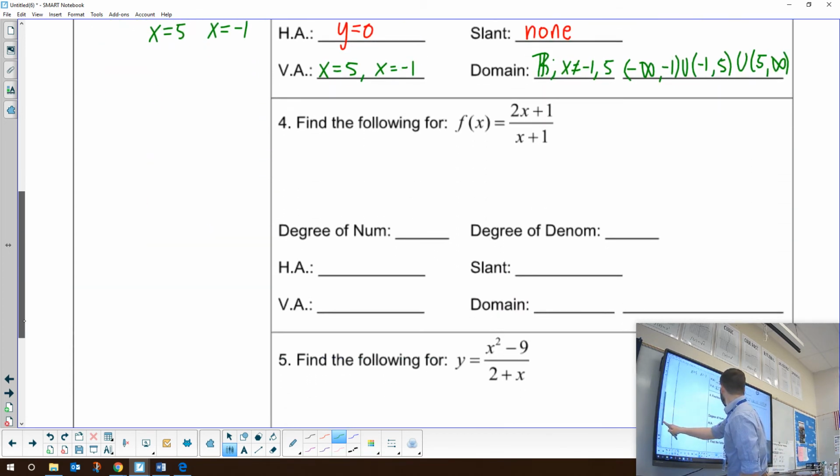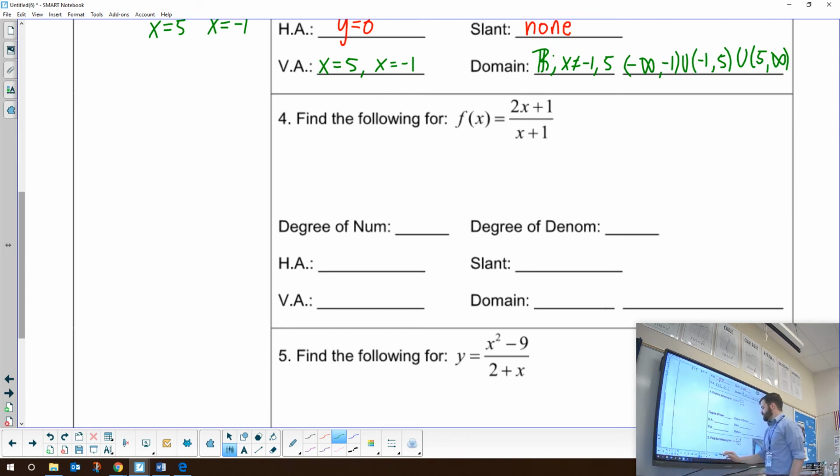Okay, number 4. My degree of the numerator is 1. My degree of the denominator is also 1. So this one's going to be the exponents are the same, divide coefficients. So what are our coefficients? Well, I have a coefficient of 2 here and a coefficient of 1 here. 2 divided by 1 is 2. So we're going to have a horizontal asymptote of y equals 2.